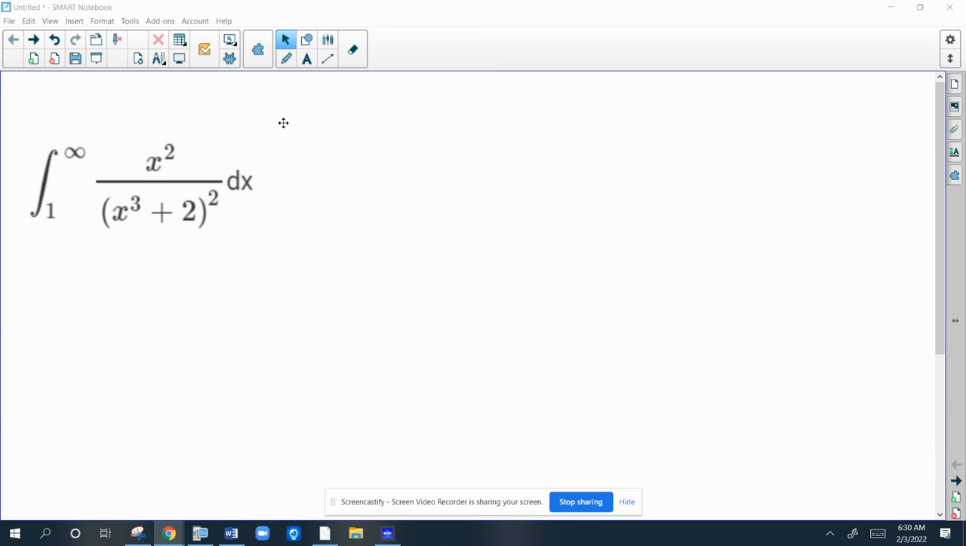So here we have an improper integral, and this one is obvious to see why it's improper. It's unbounded on the top. We're going from 1 to infinity. So we can't really handle infinity as an upper limit. So to take care of this improper integral, we're going to fix that really quickly.